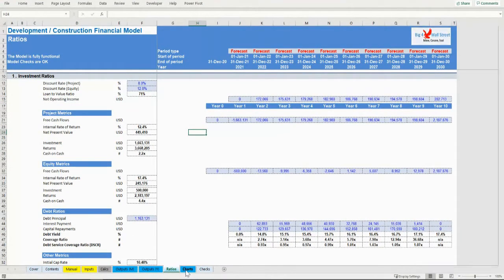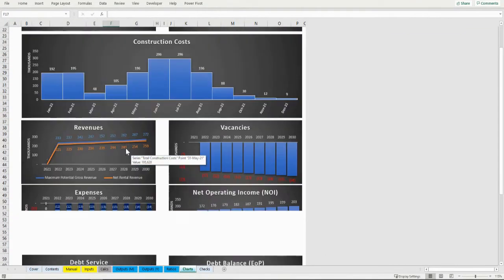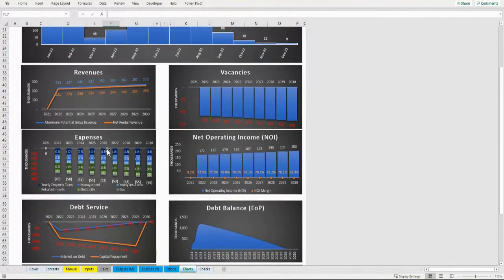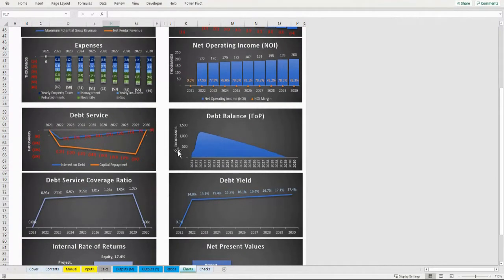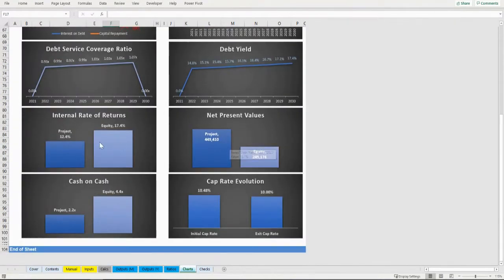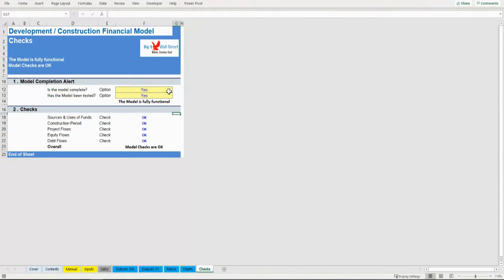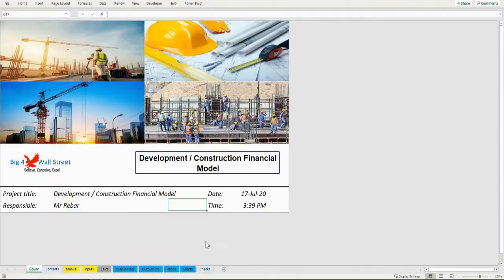Additionally, on the Charts tab, a series of charts are presented: sources and uses, construction costs, revenues, expenses, net operating income, debt service, debt balance, debt service coverage ratio, debt yield, internal rate of returns, net present values, cash on cash and cap rate evolution. Finally, the Checks tab, where the most critical checks are aggregated. Whenever you see an error message in any page, you should consult this page to see where the error is coming from.